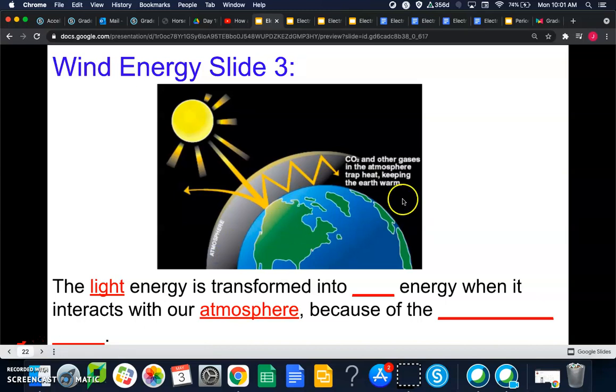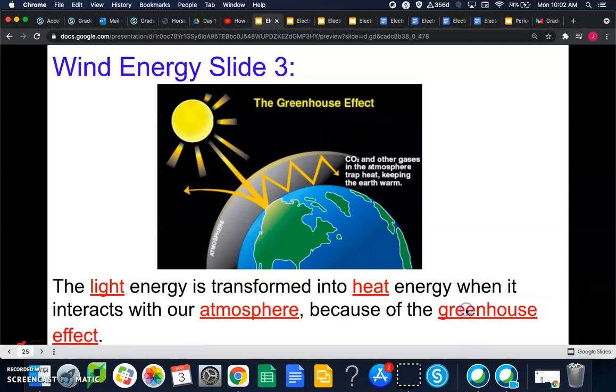And so this happens because CO2 and other gases in the atmosphere trap the heat and keep the Earth warm. So what's happening here is the light energy is being turned into heat energy, and this is because of the greenhouse effect. Okay? So what you're going to draw for this slide is the sun and the Earth, and you're going to want to draw a bubble around the Earth to represent the atmosphere, and then just show that the light gets trapped inside as heat.